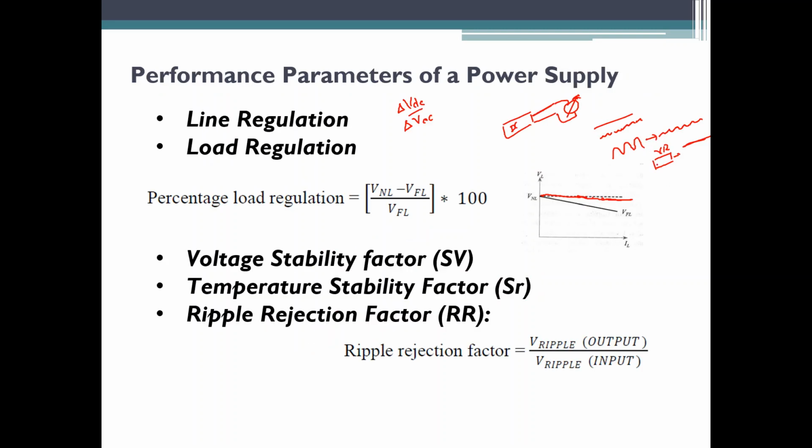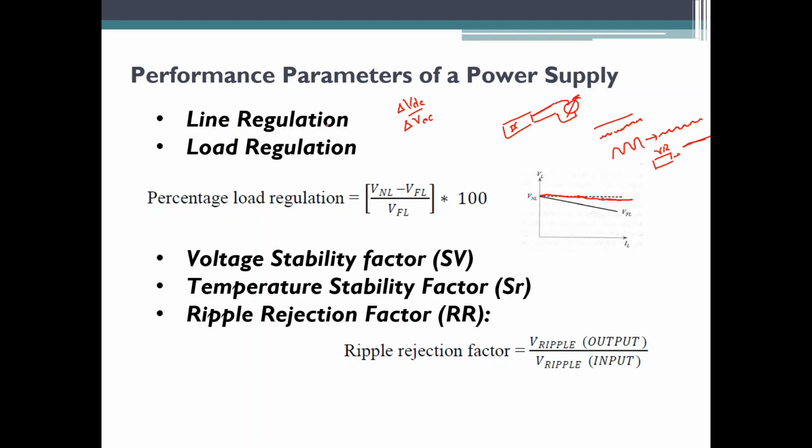ripple rejection factor is defined as the capacity of the voltage regulator to reject the ripples. That is your ripple rejection factor. So these are the performance parameters of the power supply.